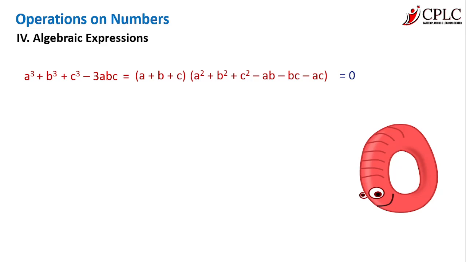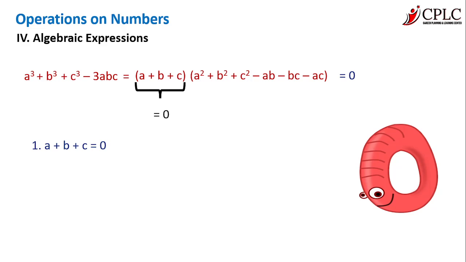So here, what do we have now? We have a cube plus b cube plus c cube minus 3abc is 0, which is the multiplication of two numbers. Now when the multiplication of two numbers is 0, then obviously one of the two has to be 0, and these are our two possibilities. The first possibility is that a plus b plus c is 0, or the second possibility is that the second bracket is 0. But how can the second bracket be 0?